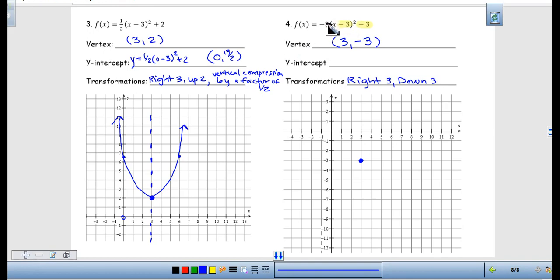Now I'm going to look at this front number, the A. The A tells me 2 things. It tells me that my parabola is going to be opening downward, which is different than our previous 3 examples. It also tells me that since this number is bigger than 1, this is going to have vertical stretch. It's going to be a taller, narrower graph. So I'm going to go ahead and on my transformation, I will write vertical stretch by a factor of 3.